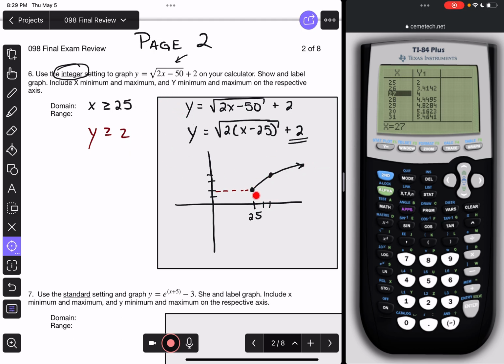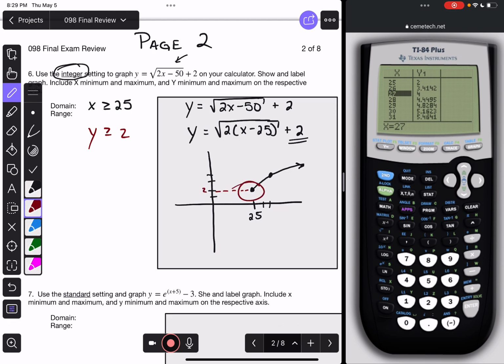Y min, you can see it right there too, but that's right there in our domain. So that's good enough. Make sure you show that point and give its coordinates. That's a key feature of it, where it starts. Then, of course, the direction it's heading.